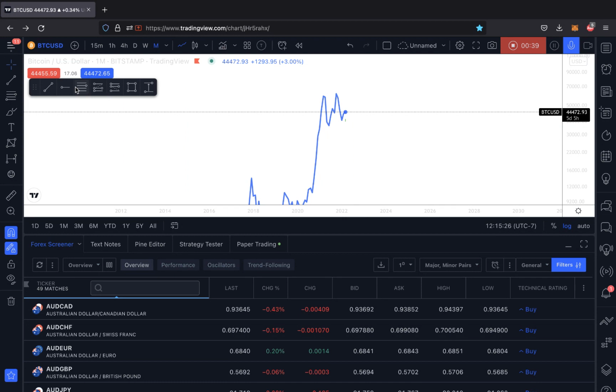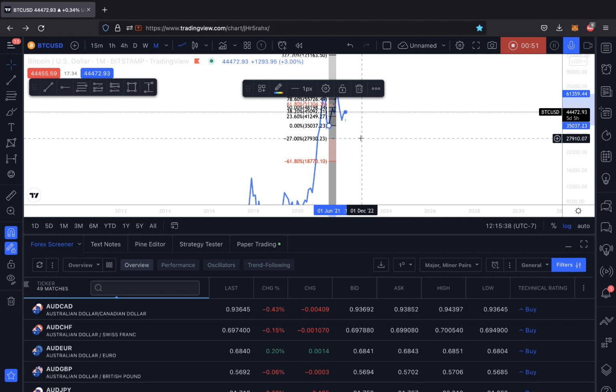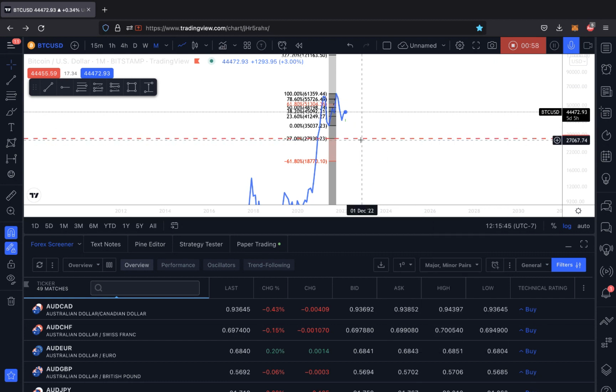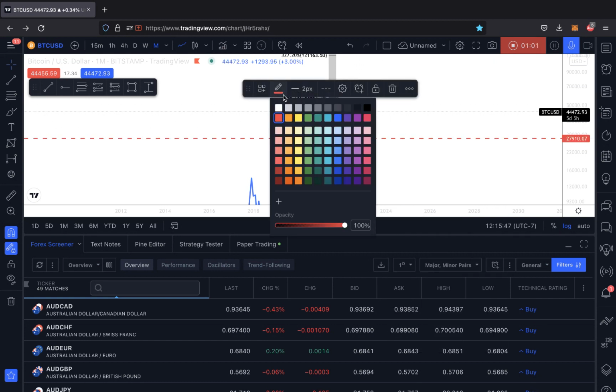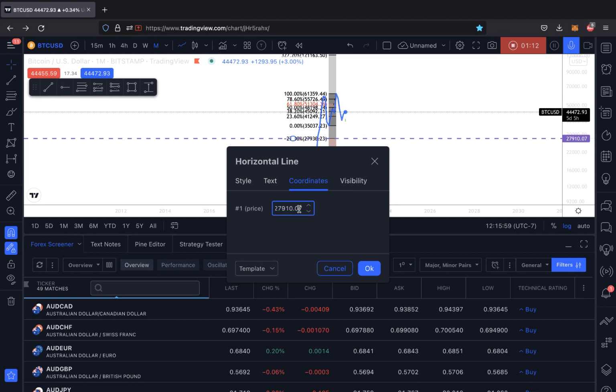So I'll pick up my Fibonacci tool, and I'll go to the previous leg, which will be this move up, and get it from the high to the low of the move, and identify the negative 27 Fibonacci line, and I'll draw a horizontal line right there. I will mark it purple just so that we know that it's a high time frame move, and it's around 27,930. So I'll just round that off to 28,000, so it can be a round number.